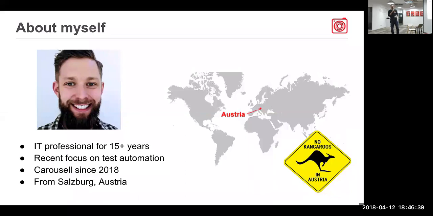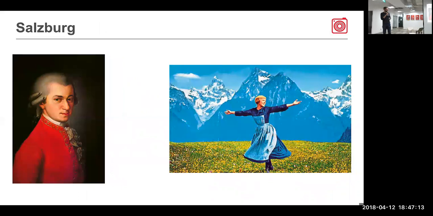Okay, maybe, Sham already did an introduction, so I guess we can skip that. I've been working in IT for about 15 years and recently focused on automation. I'm here at Carousell since 2018, so just 3 months now. And I'm originally from Austria, from Salzburg. I was thinking about whether I should put this picture, but again, someone said, so nice you come from Australia, so I'll make the distinction clear. Just to give you some context, I'm from Salzburg, which is known for two things and two things only. It's the birthplace of Mozart, and yeah, there's some weird movie called Sound of Music, which we don't care about so much.